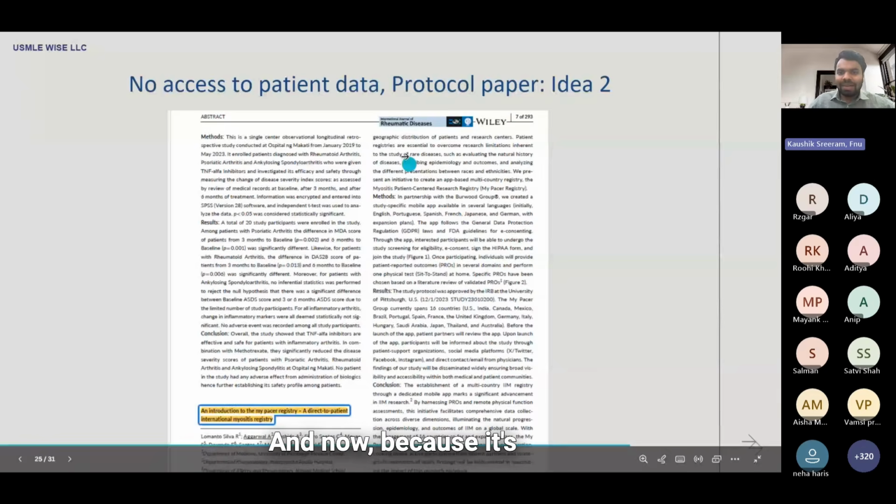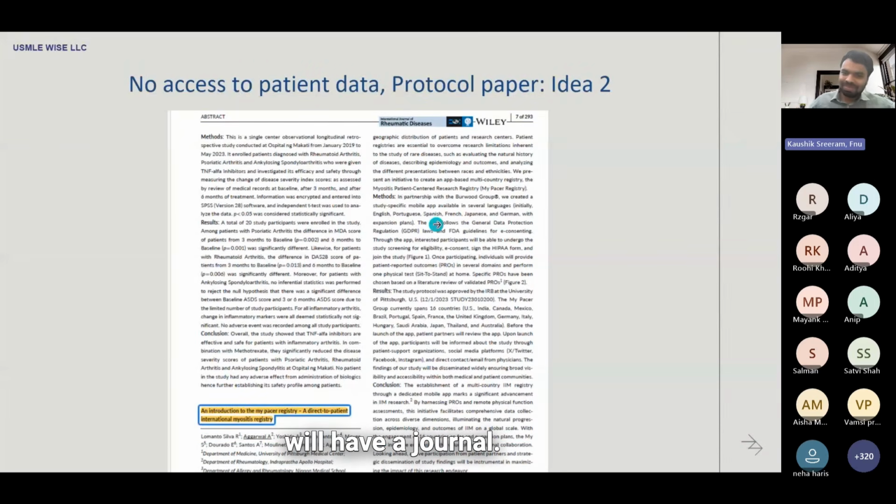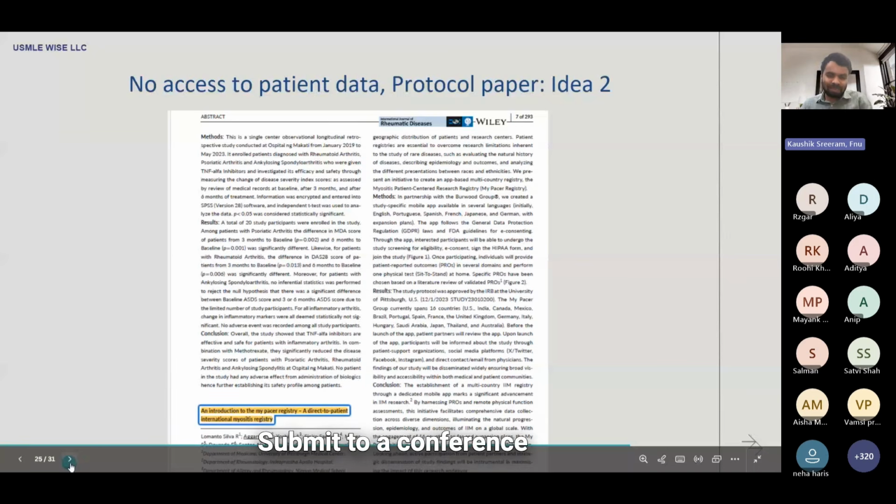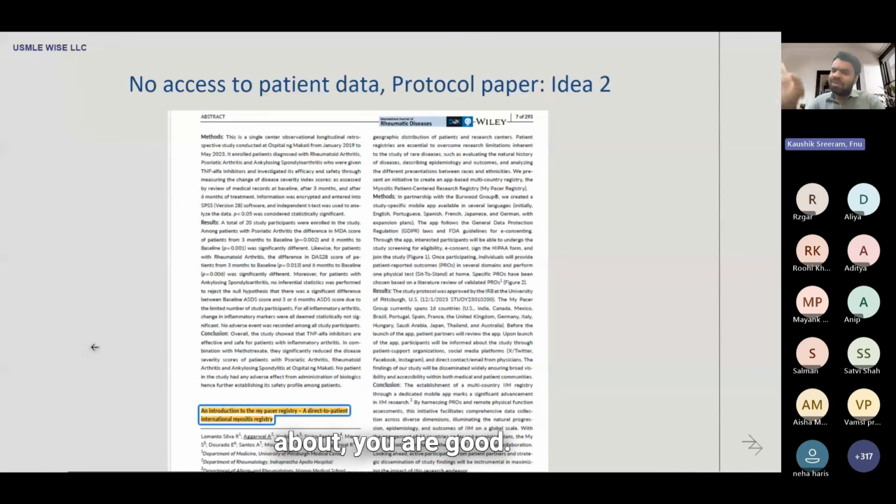So that's it. And because it's a good conference, every conference will have a journal. They publish this in their journal. Yes, you can take a protocol, publish it, submit to a conference and say you got IRB, and you're going to start, what you're going to do, and why it's important. That's it. You're done. As long as the study protocol is in line with what the conference cares about, you are good. SGIM cared about certain things that we saw in their theme. So as long as you keep your protocol and abstract to that theme, your abstract will be accepted.